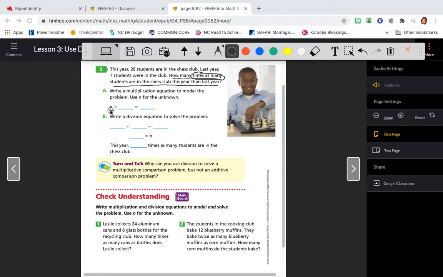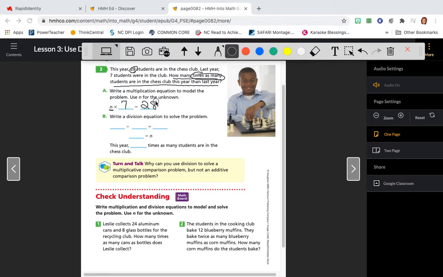Now let's look at what we do know. Look at your numbers that you have in your word problem. We know that last year there were 7 students in the club. So we're going to put a 7 here. This year, there's a total of 28. So that's our total number between the 2 years. Now we've got to use that information and an inverse operation, which means the opposite, to figure out how many times as many students were in the chess club this year than last year.